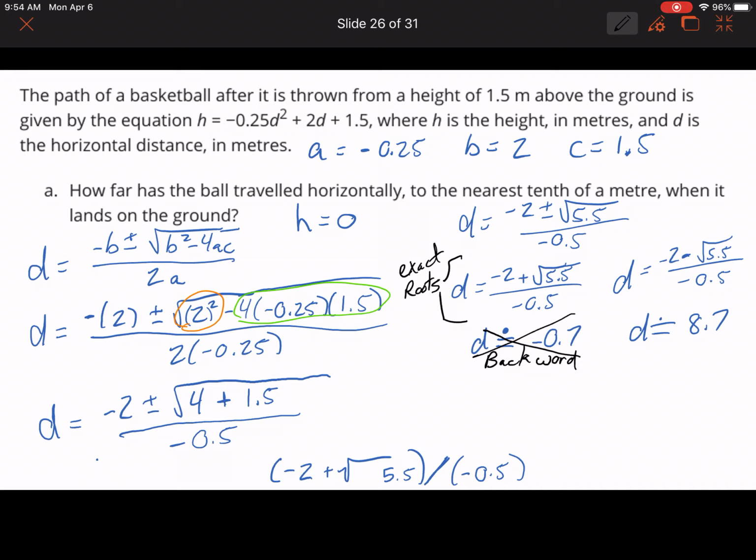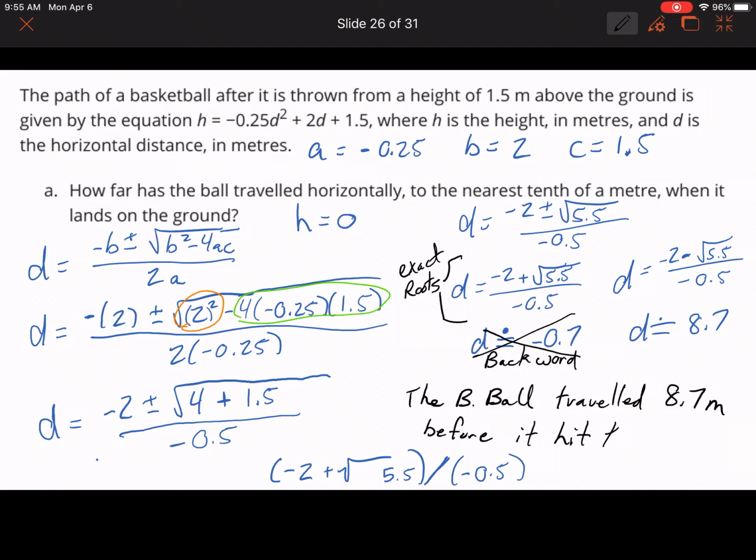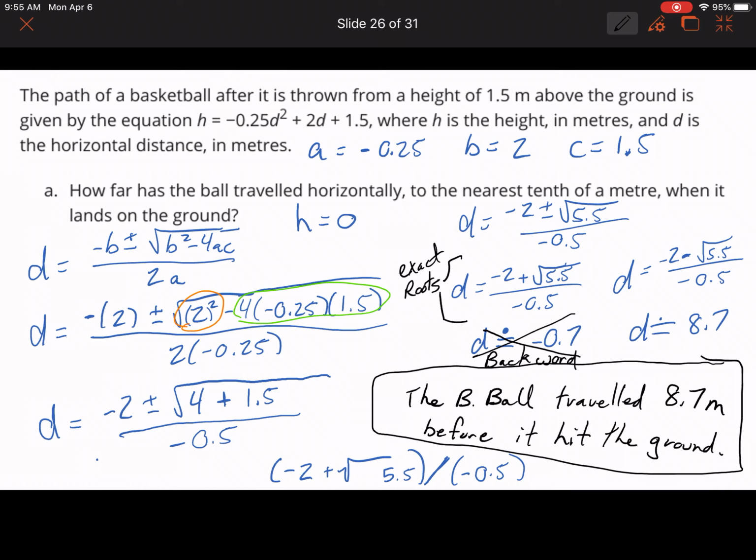And we need to, of course, write a sentence, as always. The basketball traveled 8.7 meters before it hit the ground. So that is our final answer right here. So that is how far it hit the ground.